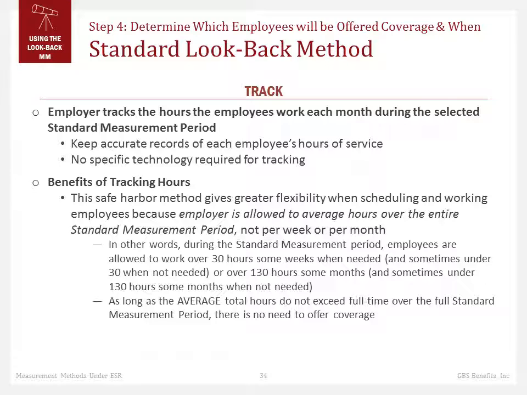The benefit of tracking hours is that the safe harbor gives you greater flexibility when you're scheduling and working variable hour employees, because you can allow those employees over a 12-month period to sometimes work full-time and sometimes work part-time. As long as their average over that full 12 months doesn't exceed 130 hours per month, then you're fine, as long as you're trying not to offer coverage. So that's the benefit of this longer 12-month tracking.